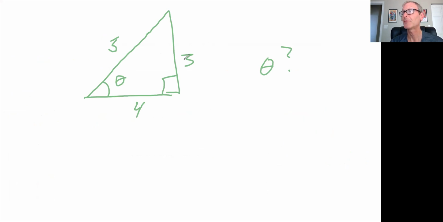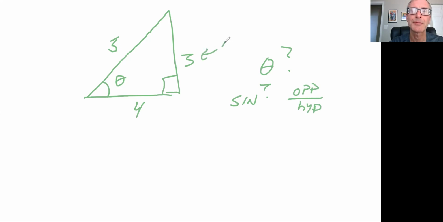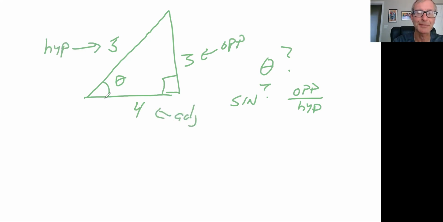So you could do this in a variety of different ways, right? Say you wanted to use sine. Remember, sine is opposite over hypotenuse. This side is opposite, and this side is the hypotenuse, which makes this side adjacent, because it's adjacent to the angle. When you set this one up, sine of theta would equal opposite, which is 3, over hypotenuse, which is 5. And then you take the sine inverse of both sides.